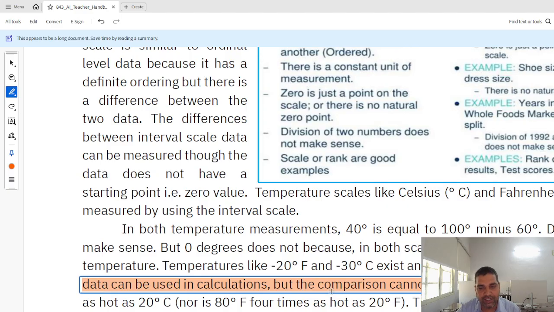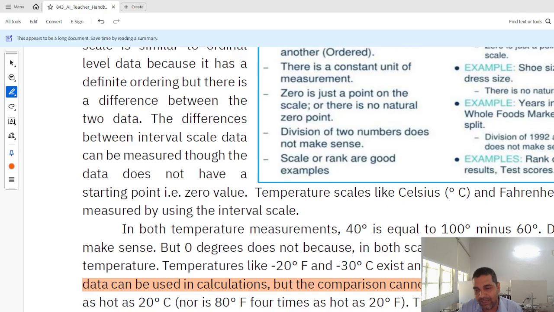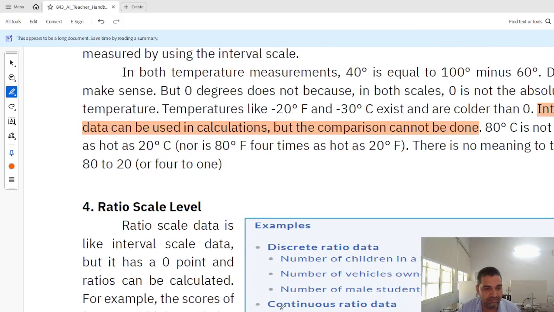In the calculation you can use the interval level data, but don't do the comparison because it will not give the correct result. For example, 80 degrees Celsius is not 4 times as hot as 20 degrees Celsius. No, you cannot say that 80 degrees Celsius is 4 times hotter than 20 degrees Celsius. Maybe it is 800 times hotter. Nor is 80 degrees Fahrenheit 4 times as hot as 20 degrees Fahrenheit. There is no meaning to the ratio of 80 to 20, or 4 to 1.